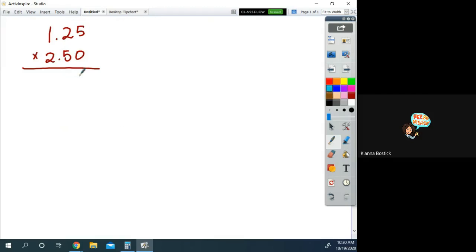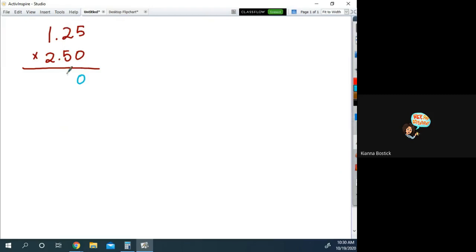So 5 times 5 is 25. Carry the 2. 5 times 2 plus 2 is 12. Carry the 1. 5 times 1 is 5, plus 1. Done with that. Done with these. I'm going to mark them out.